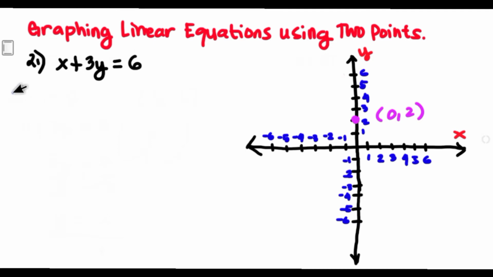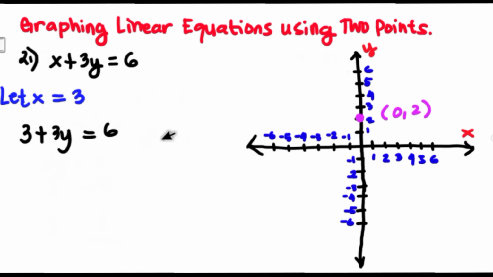Okay, and then next is, para mahanap natin yung pangalawang point, magle-let ulit tayo. We let x be equal to 3. And then, so si 3, i-substitute natin sa value ni x. So, magiging 3 plus 3y is equal to 6.